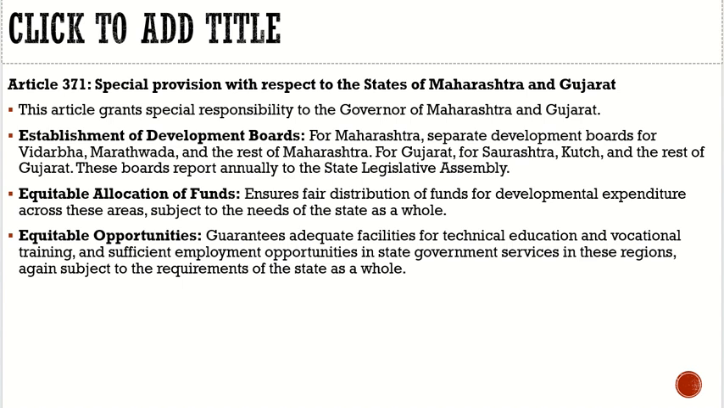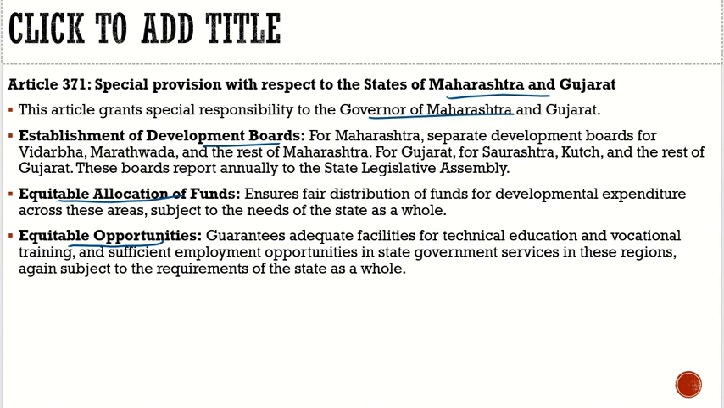For example, Article 371, special provisions with respect to the states of Maharashtra and Gujarat. The article grants special responsibility to the governor of Maharashtra and Gujarat in the establishment of development boards, in equitable allocation of funds and equitable opportunities. So this Article 371 specifies special provisions for Maharashtra and Gujarat, which shows that there is no symmetry in these states. There is a difference in that. There is asymmetry in that.